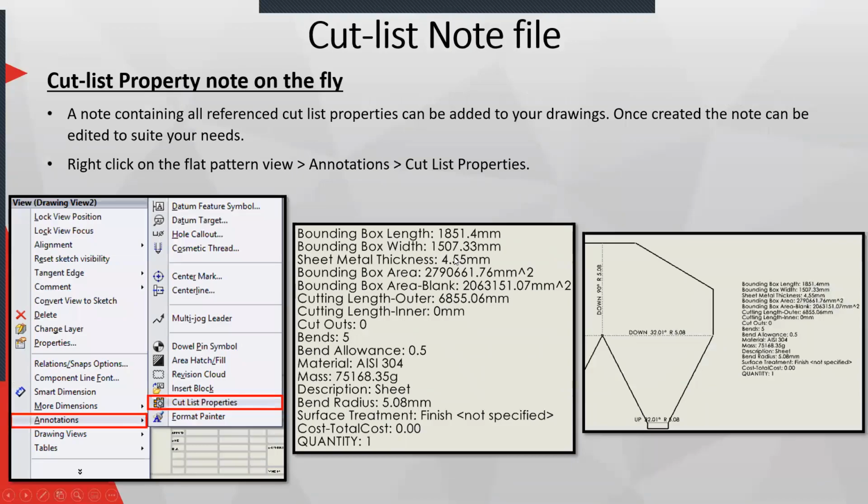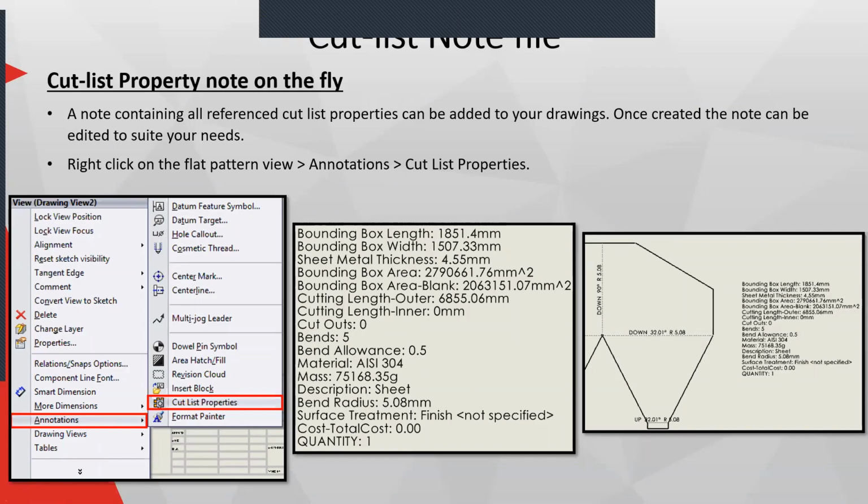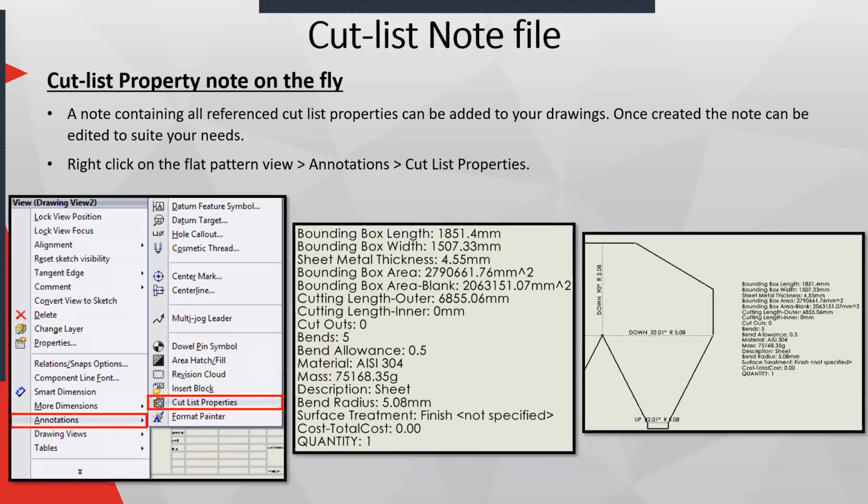So just to continue, guys, before we jump back into SolidWorks, very few guys actually know that there's a cut list note that's available. So what I mean with this is there's a note containing all the reference cut list properties of your sheet metal bodies. Once created, the note can actually be added, also with leaders, etc., etc. So a lot of annotations coming through. And the way you get this going is very simple. Right-click on any flat pattern view, go to annotations and hit this option stating cut list properties. So you guys can clearly see what's the effect. I'll jump into SolidWorks, demonstrate this in a moment.